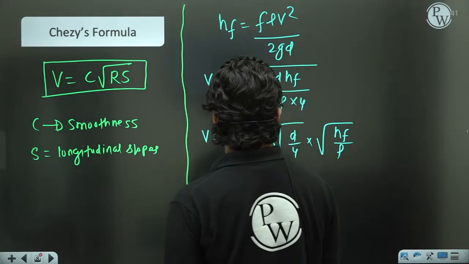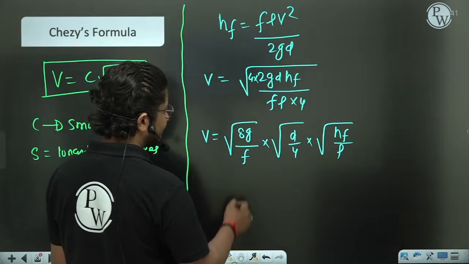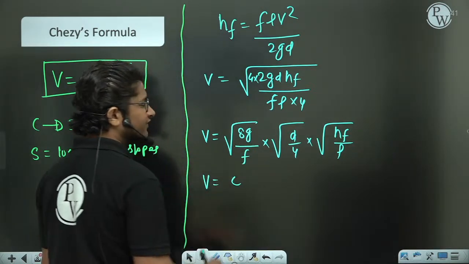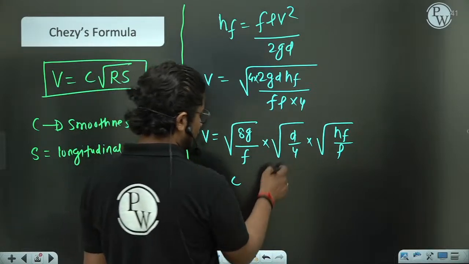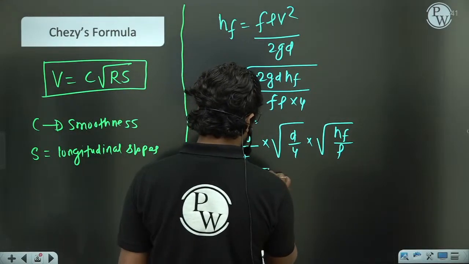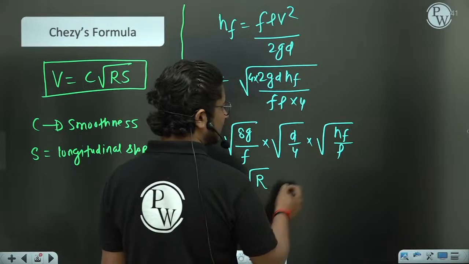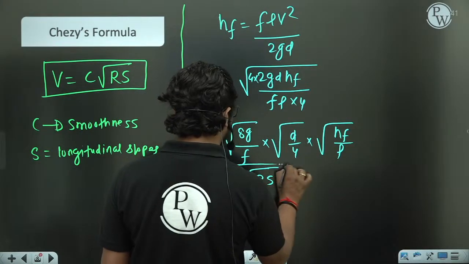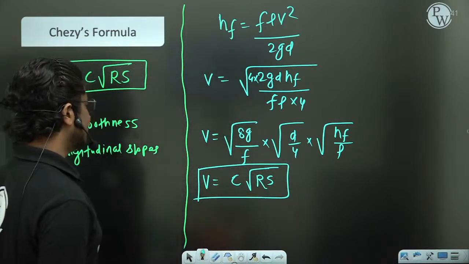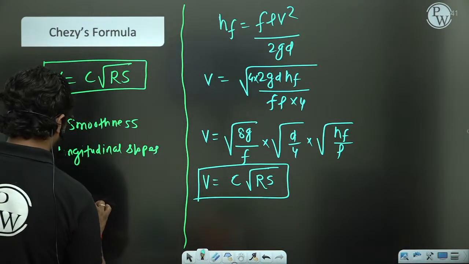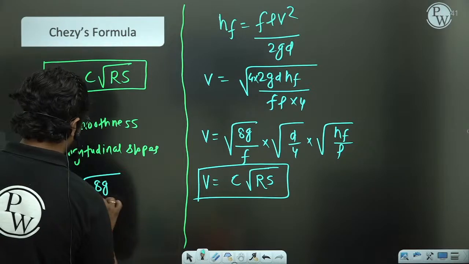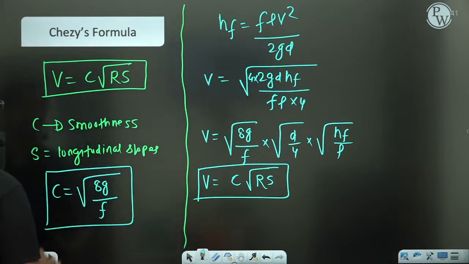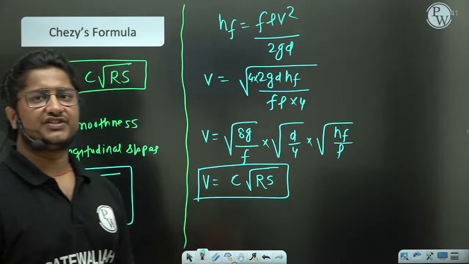Clear? So now if you focus, this 8g by f is nothing but a constant. g is also constant, friction factor is also constant. D by 4, you already know, is nothing but R. Head loss by length is nothing but the slope. So you got a formula for velocity where C is nothing but root under 8g by f. So Chezy's formula is basically V equal to C root under RS.